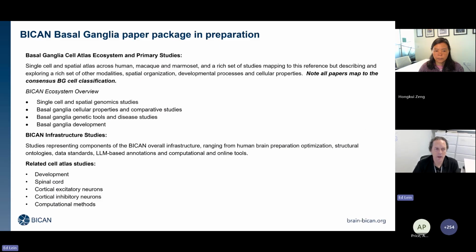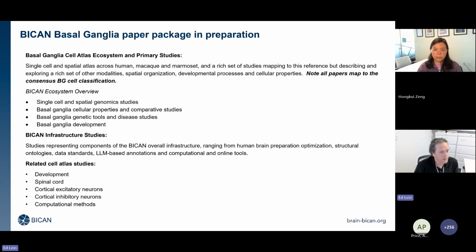As Young mentioned, we're now scientifically in a great place as well, with the first paper package coming out of this. As we've done in the past, we've tried to coordinate activities across groups that are focused on this same theme. So the package contains a whole series of papers that are describing the basal ganglia with all the different modalities that we have to bring to bear here, as well as the many infrastructure components of BICAN as a whole, and a series of related atlasing studies in other structures as well.